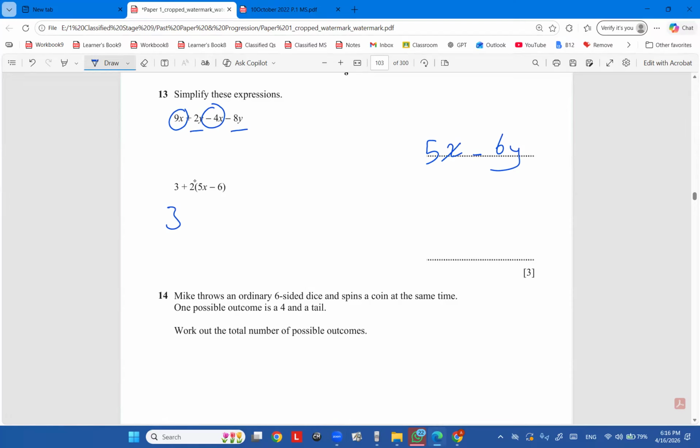Here is going to be expanded first. So the 3 plus, I'm not going to touch it. I'm going to expand the 2 first to multiply by 5x, which is 10x. Then multiply the 2 by the negative 6, which is negative 12. Collect like terms. 10x stays the same. And the 3 minus 12 is negative 9. So it is 10x minus 9, the correct answer. Somebody might say to me, I wrote negative 9 plus 10x. Also correct. Both are correct.